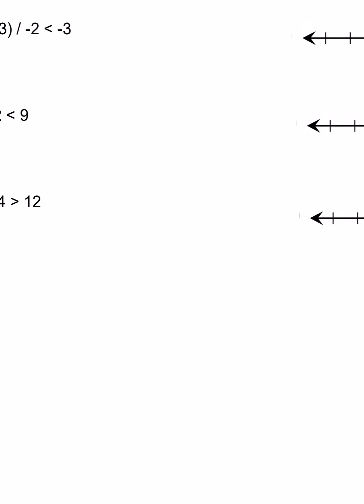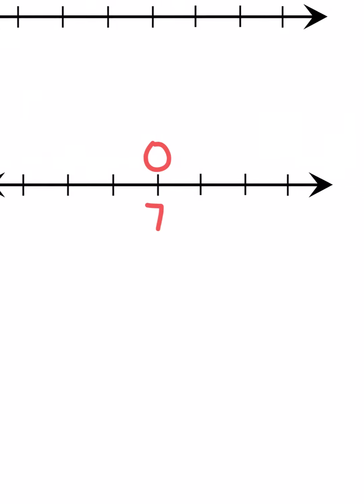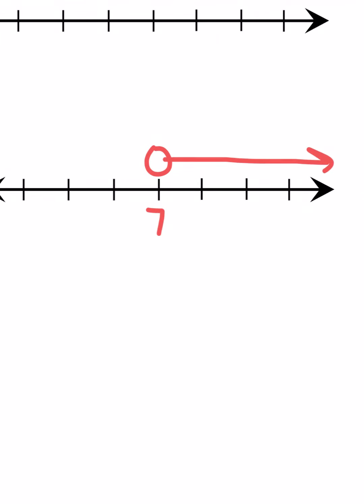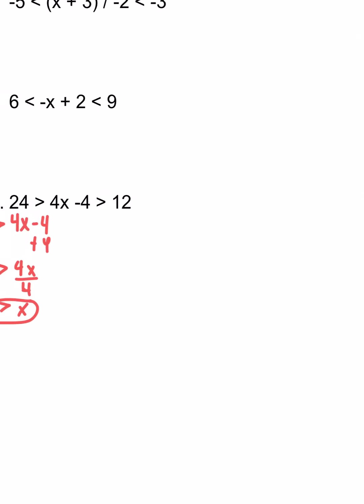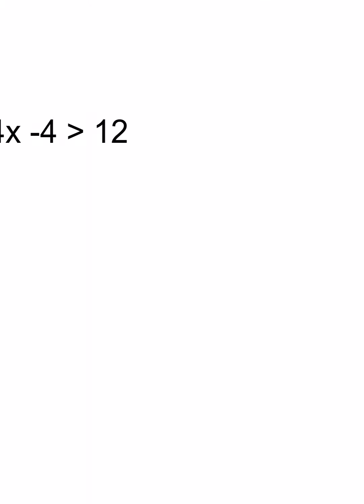We can go over to the number line, and we'll plot that. Let's say 7 is right here. Open circle going to the right. That's x is greater than 7. Let me do that one more time. X is greater than 7, going this way. Okay. So then the other part of the inequality is, let's do this in blue.